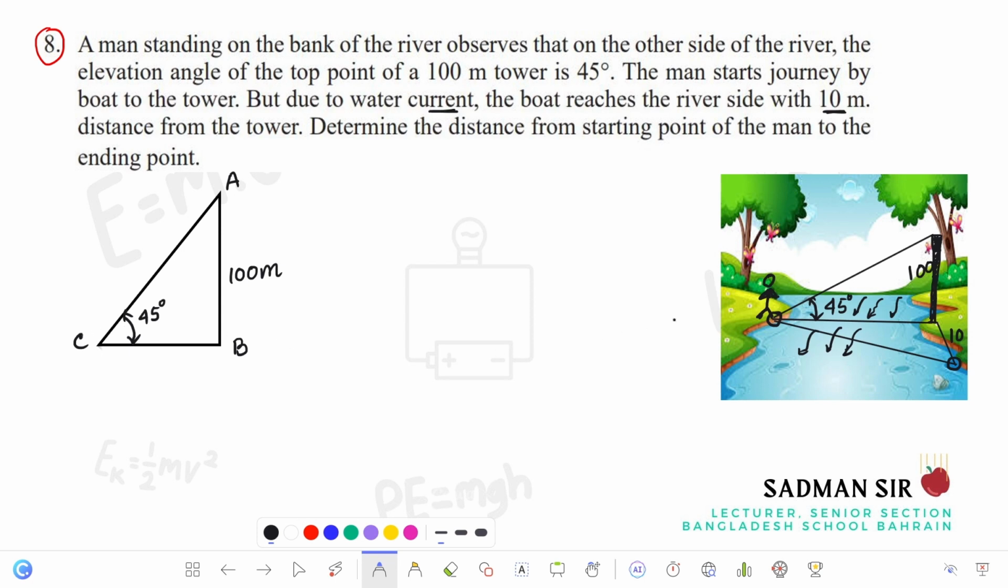Then the man started for the tower by the boat, but he couldn't go straight due to the water. He followed a path like this. So let us say that path is this. Following this path, he reached a point.